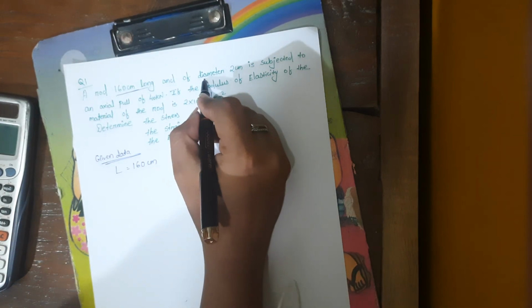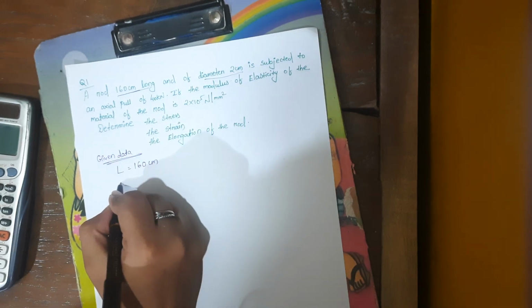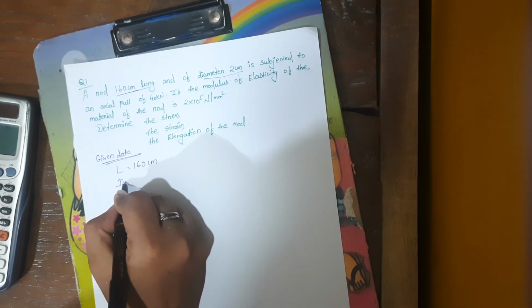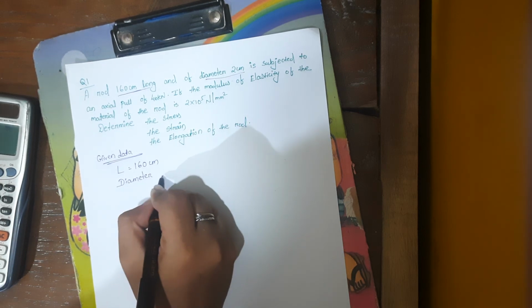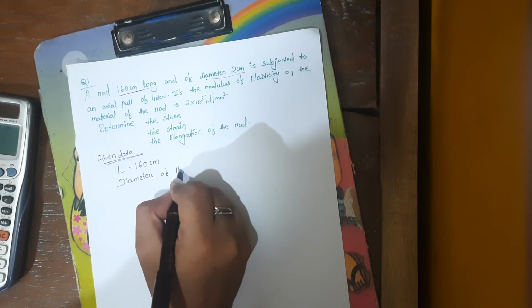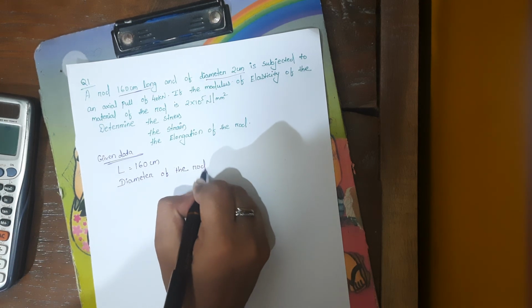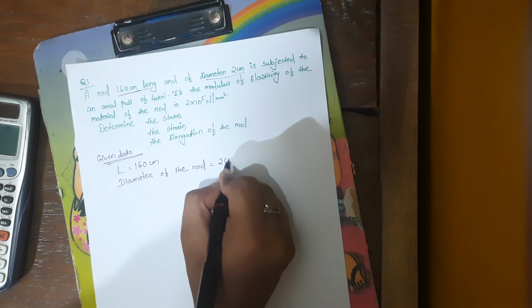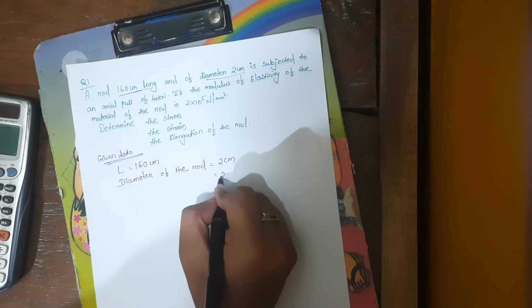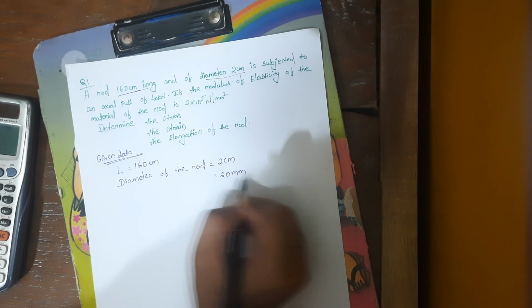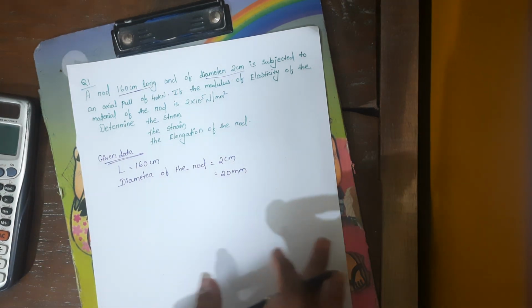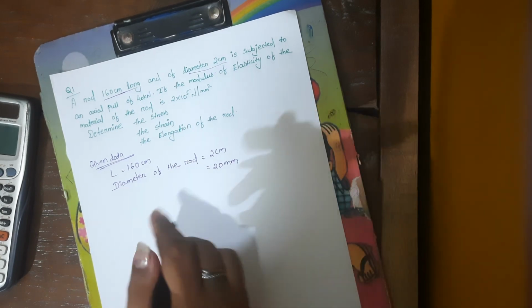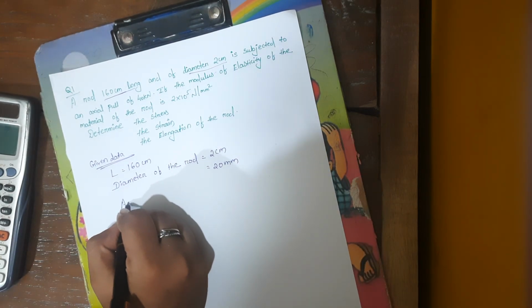Diameter of the rod is 2 centimeter, that will be 20 mm. 2 centimeter is converted into millimeter, 20 mm. Right. Now we'll calculate the area of the rod.